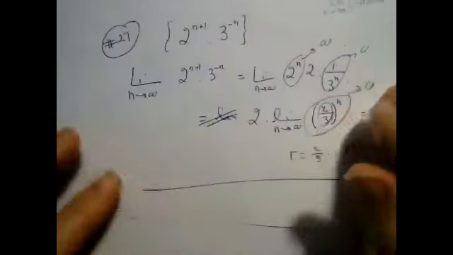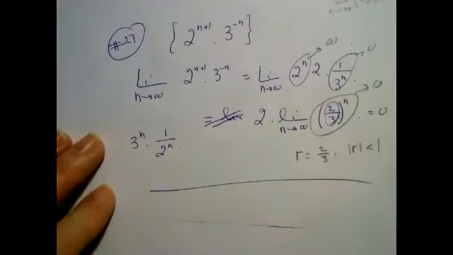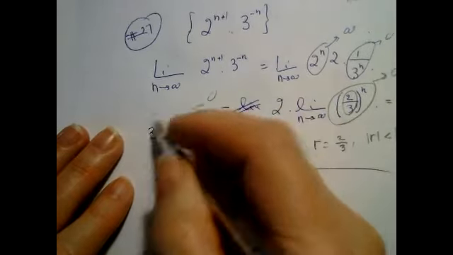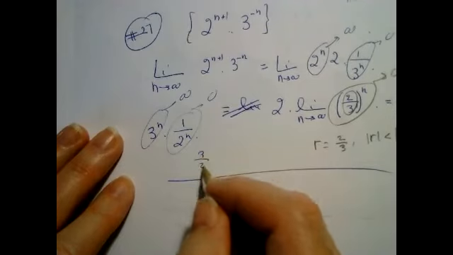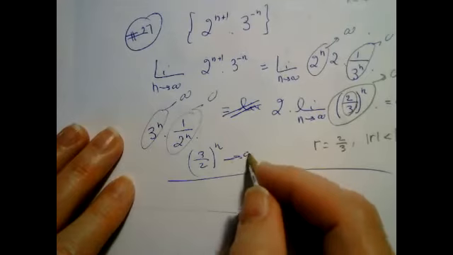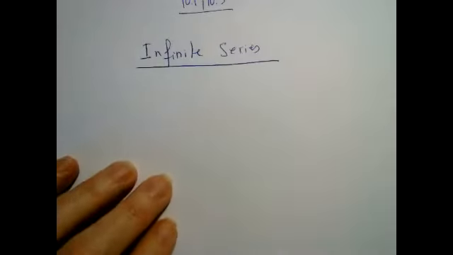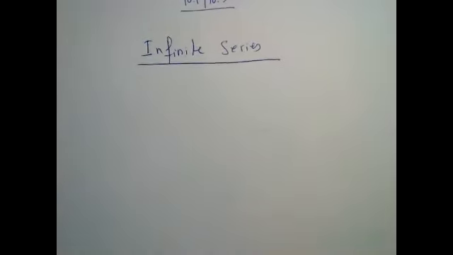So let us flip the scenario. Suppose I have 3 to the n times (1/2) to the n. Look what happened. This goes to infinity, and this goes to 0, but the product will be (3/2) to the n power. It's not going to be 0. This is going to go to infinity because then the r will be bigger than 1. So we have to be very careful. Yes, Freddie. That's what we did.